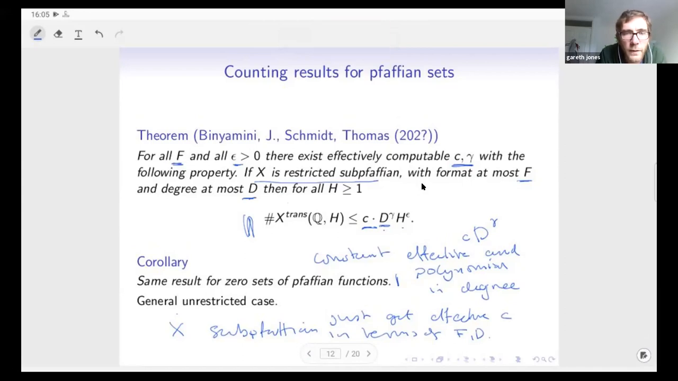Is the bound independent of F? No. So these constants depend on F, and badly. But the point is that the dependence on D is quite good. It's polynomial. So they're effective. We can compute them from F in principle, though we wouldn't want to do it. But they do depend on F.